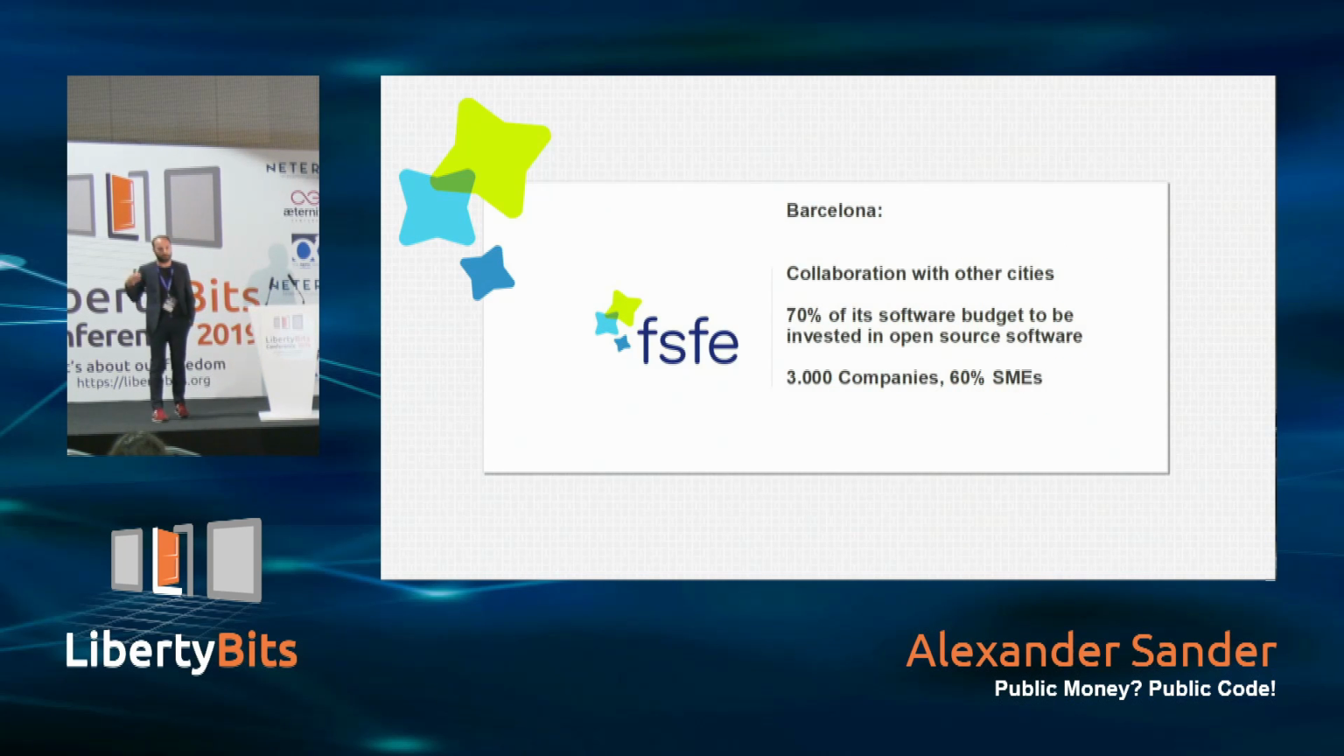Also, there's the city of Barcelona, which uses free software heavily, and they have a law which says 70% of their budget related to IT has to go into open source and free software projects. And this led in the last years to the fact that 3,000 companies are involved in creating software for Barcelona, and 60% of them are SMEs from the region. So if you change to free software in your government, you really invest in your local IT infrastructure.